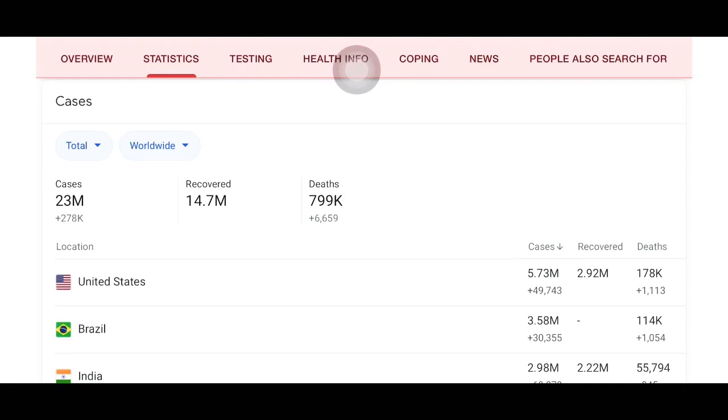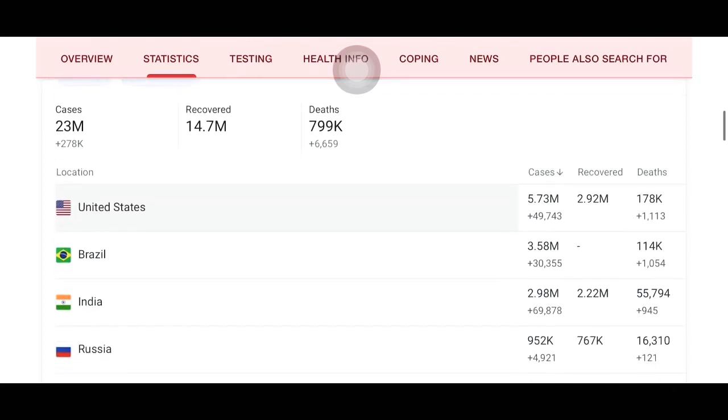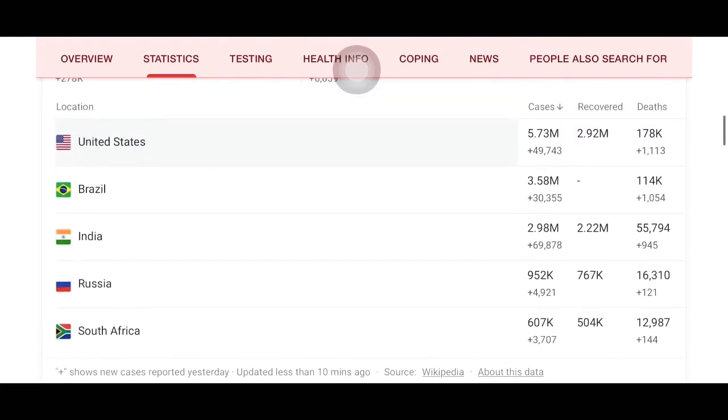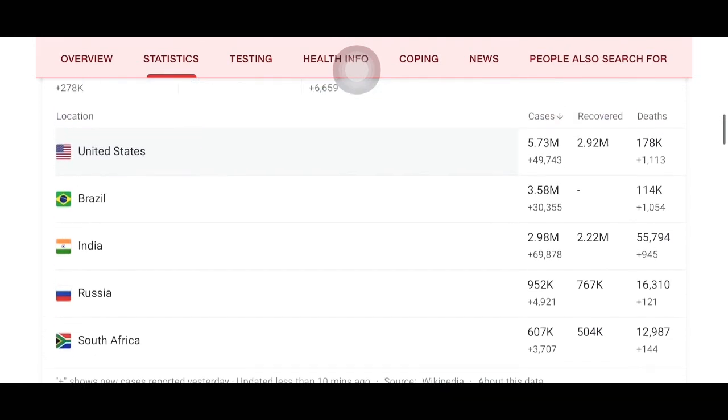So, these recovered numbers are kind of weird, because it's more than half, but what's the rest? Are they still in the hospital or something? I don't understand. Anyhow, though, my point I'm trying to get at is worldwide is only 799,000 deaths. Okay? Like, look at these numbers here. This just shows, like, top countries, I guess.